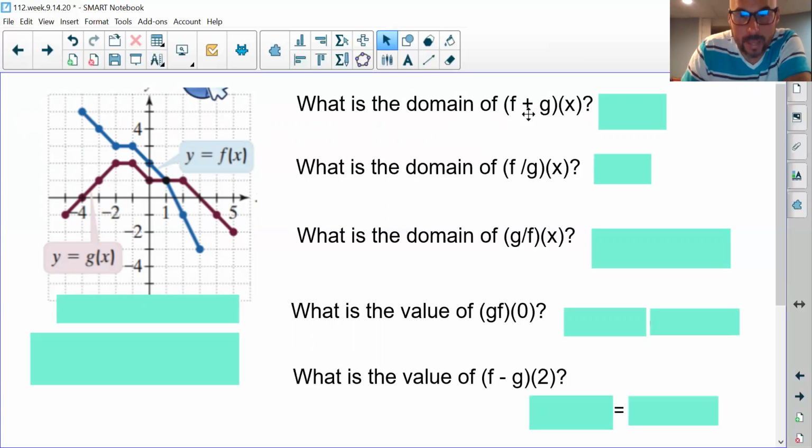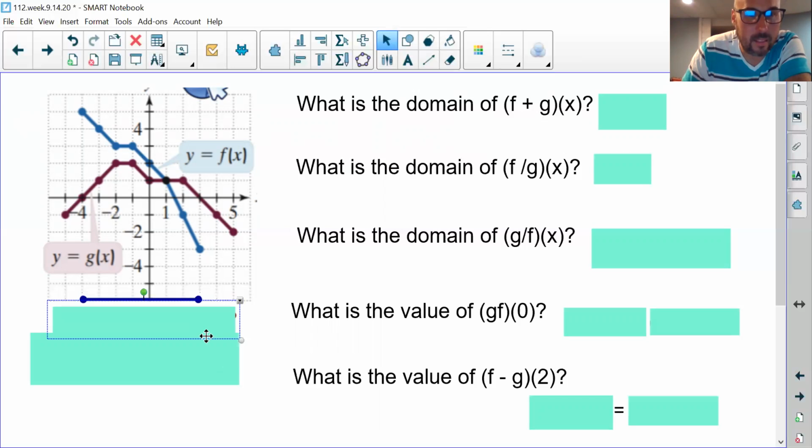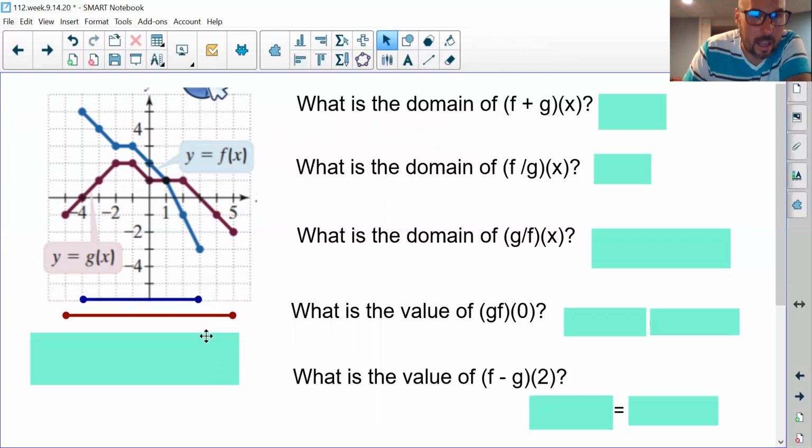Well, again, I'm combining two functions. So the domain has to be a domain that both f and g agree on, that will satisfy both of those functions. So the domain of f I drew as the blue line. The domain of f goes from negative 4 all the way to positive 3. So that's the blue line.